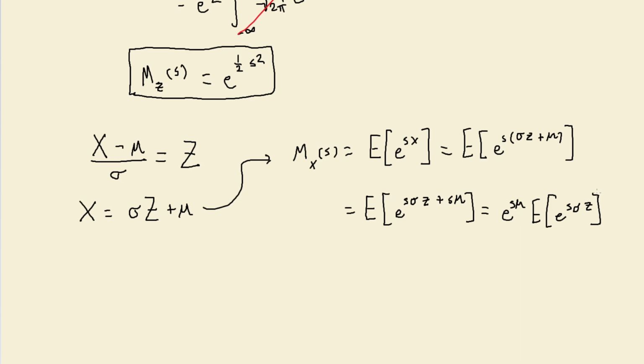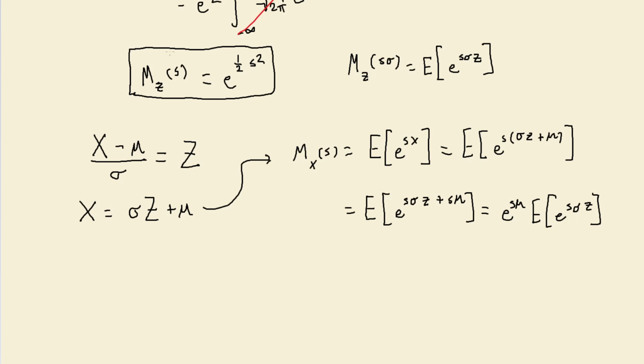And now the big shortcut is that we don't actually have to integrate at all. If we realize that this expected value of e to the s sigma z is the moment generating function of z evaluated at s sigma, what would that give us? It would give us the expected value of e to the s sigma z according to that standard normal distribution, and that's exactly what we have here. So this is just the moment generating function for our standard normal distribution evaluated at s sigma. That's what this reduces to.